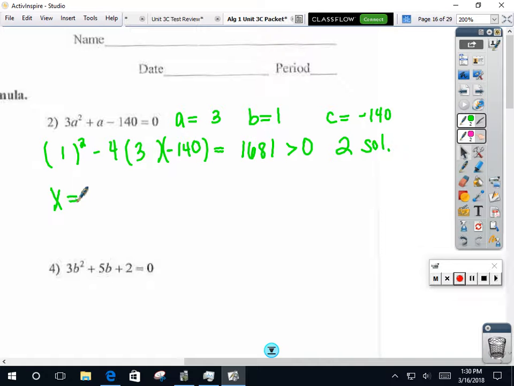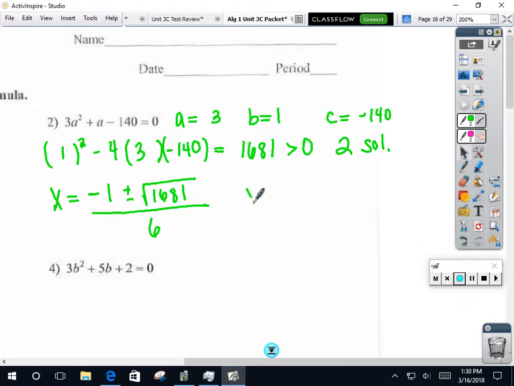X equals negative B. Well, our B is 1, so that becomes a negative 1, plus or minus the square root of B squared minus 4AC, which we already did and got correct. And then all divided by 2 times A. And what is your A value? 3. So 2 times that will become 6.